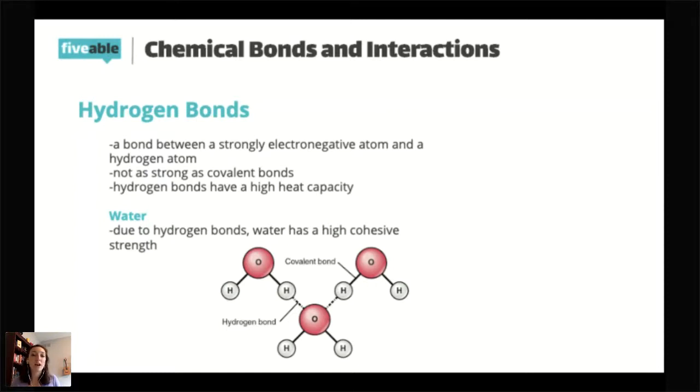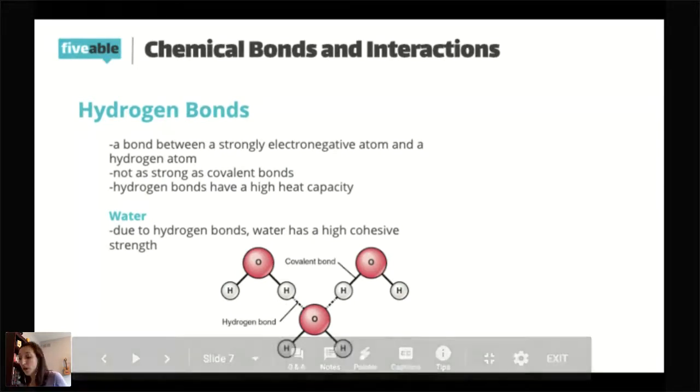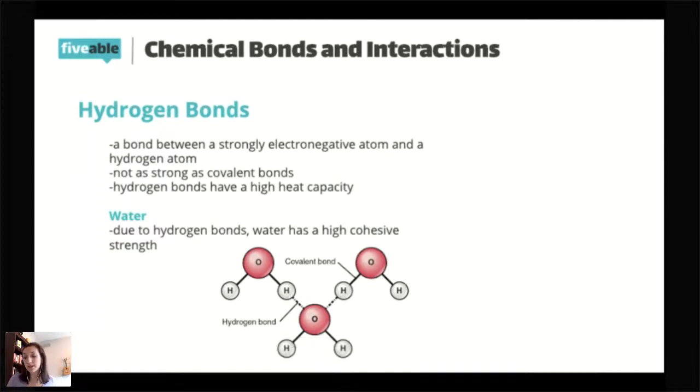These bonds are not as strong as covalent bonds because they are solely just an attraction. So they're not as strong, but they are equally important, actually. Hydrogen bonds are important to know because they have a high heat capacity and heat of vaporization. So it takes a lot of heat before they break.